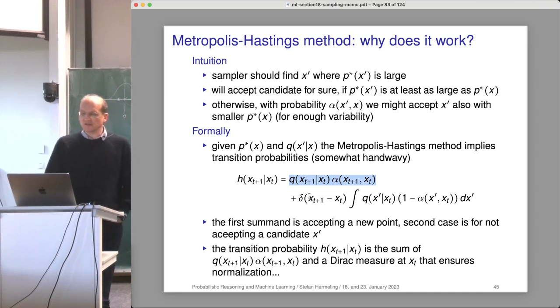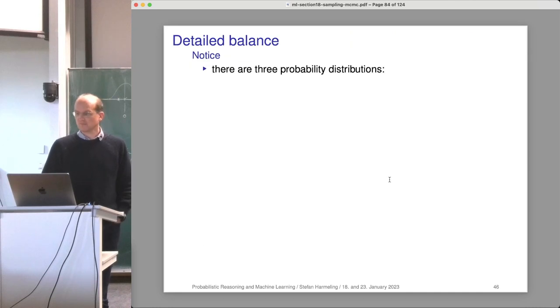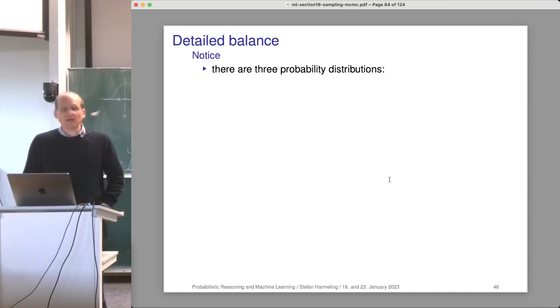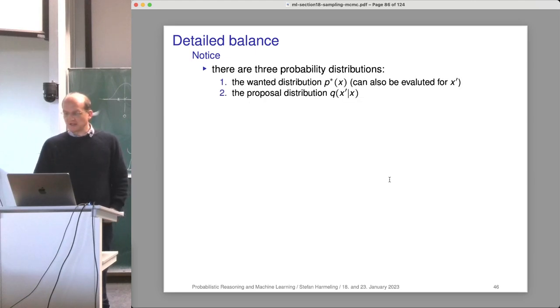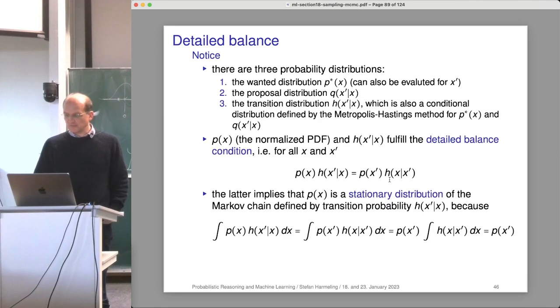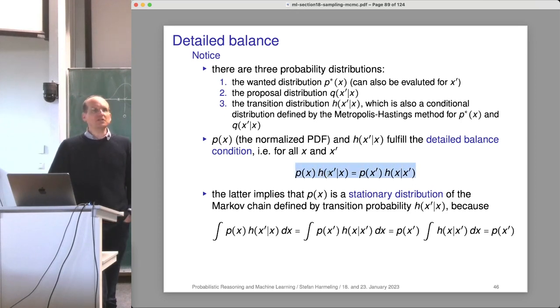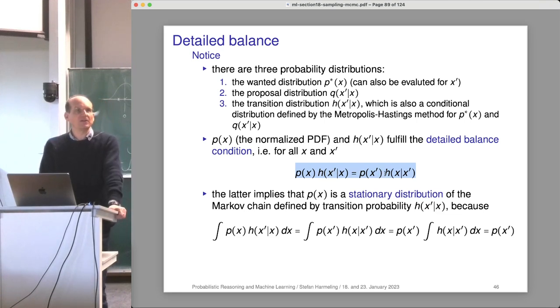And the interesting thing is maybe that what we need next is only the part that I marked blue. So how can we continue with that one? For that one, now we need to show the detailed balance. So let me explain what we want to show. We want to show that p of x times the transition probability is equal to p of x prime times the transition probability the other way around, where this transition probability h is the one from the MCMC.